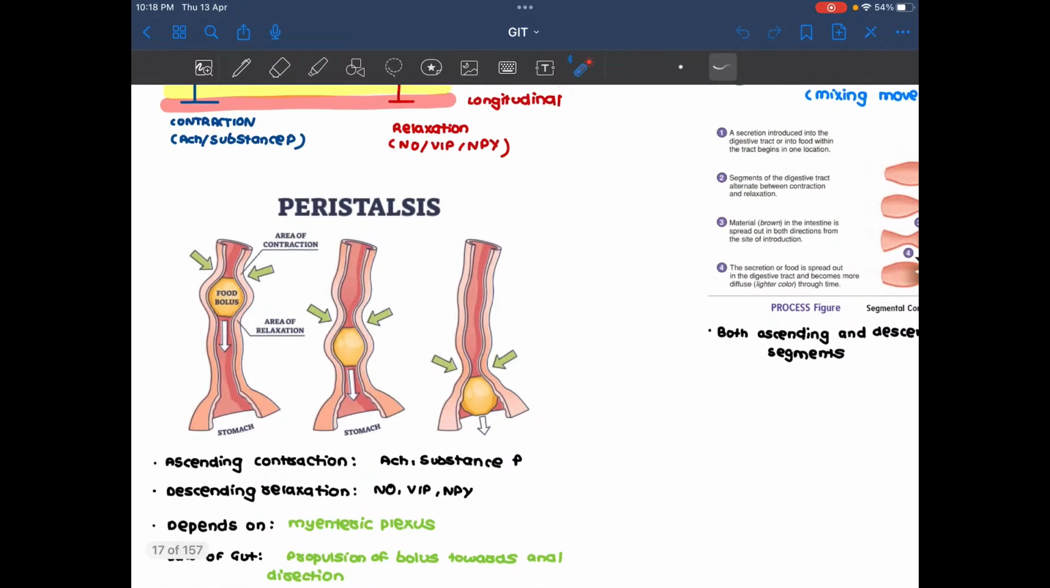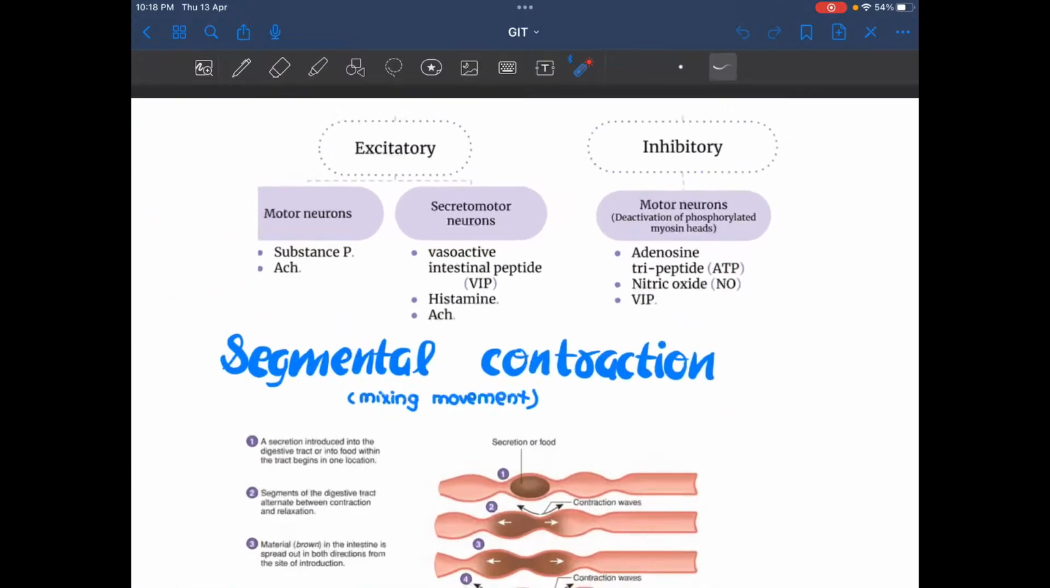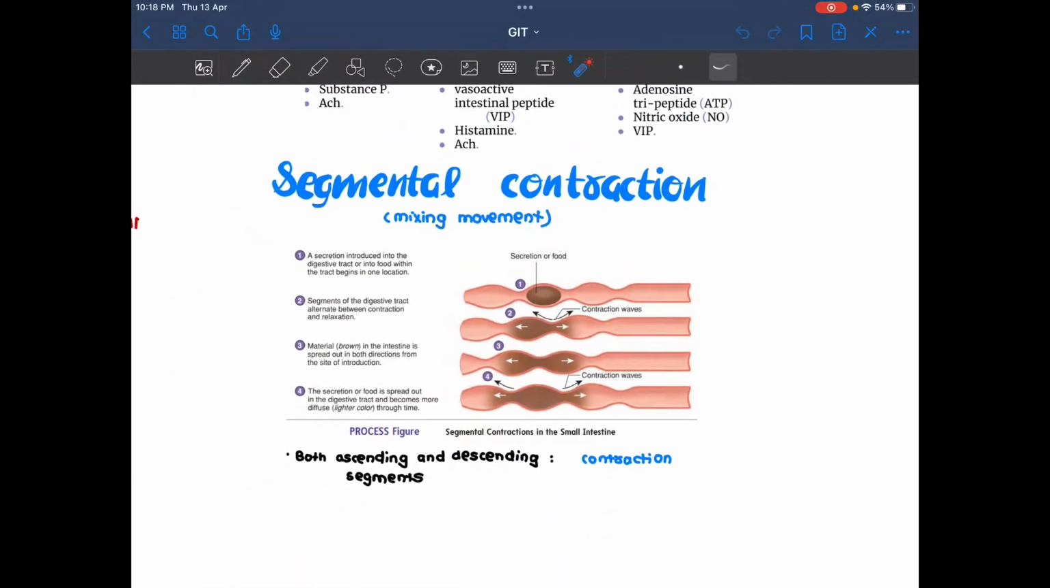And it wouldn't hurt you to know that there is something known as the law of the gut. Law of the gut का मतलब है कि जो propulsion of bolus होएगा, that always has to be from the oral cavity towards the anal side. Okay, so that's what it is. So what about the other type of contraction, something known as segmental contractions. Okay, segmental contractions is for your mixing movements. तो इस केस में क्या होता है?